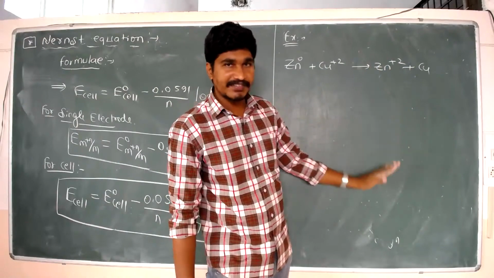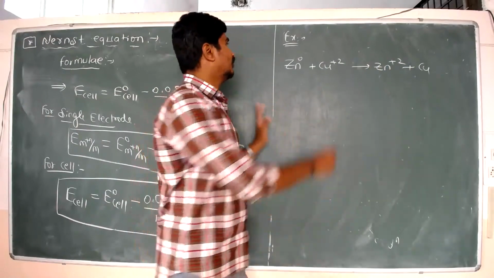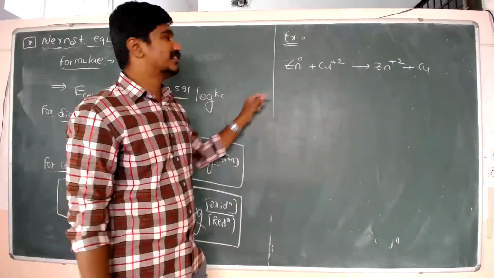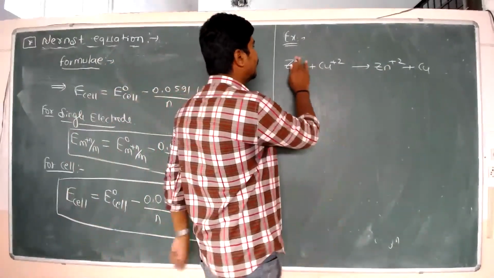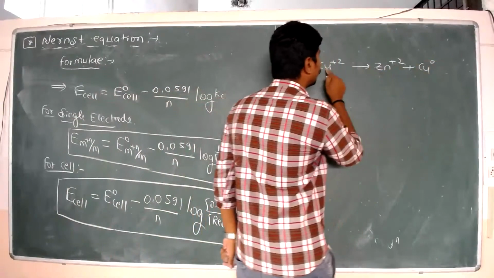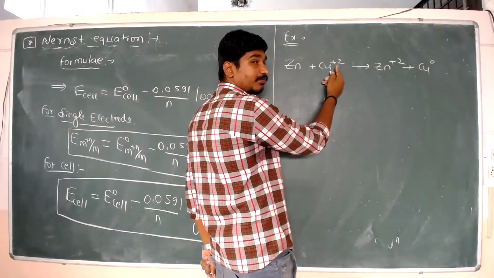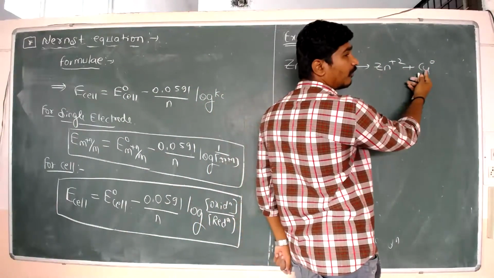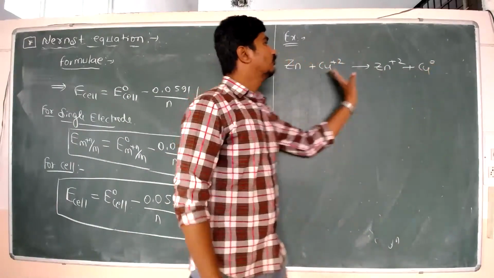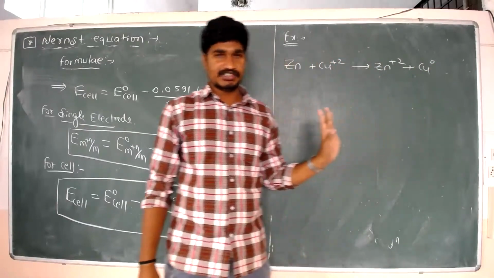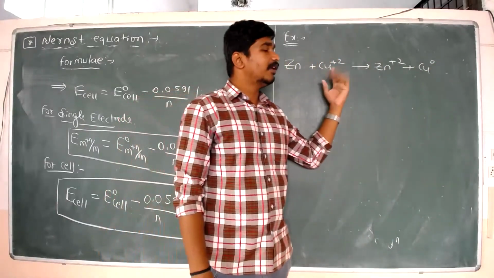Oxidation number increasing is oxidation. Oxidation number decreasing is reduction. Right? Here it is 0 to +2, so the oxidation number is increasing. Zinc goes into oxidation. Here it is +2 to 0. In the reactant, the oxidation number of copper is +2. In the product, the oxidation number of copper is 0. The oxidation number is decreasing. Therefore, copper is undergoing reduction. Zinc oxidation, copper reduction.